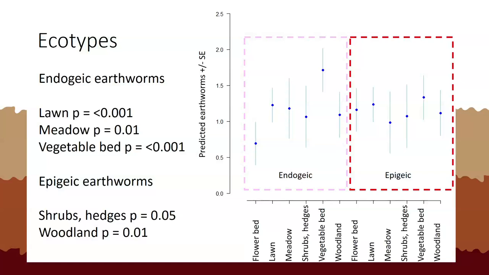And then the epigeic earthworms, these surface feeding litter feeders, we found more of in shrubs and hedges and woodland, which fits in really nicely with what we know about their ecology. They eat leaf litter, so we find them more in leaf litter environments.